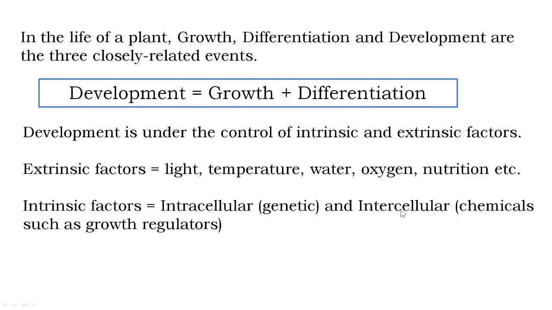And then intercellular factors. If, let's say, one cell is telling the other cell to divide, or one cell is telling the other cell to differentiate, they send chemicals such as growth regulators. So we will be talking about growth regulators in our next video. So these intercellular factors are the chemical factors which help in the plant development process.